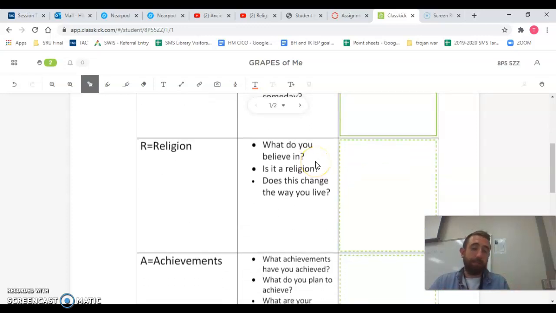Religion. So what do you believe in? Is it a specific religion? Is it more of a set of spiritual beliefs? Is it more of a moral code? Is there a building you go to practice your religion? Do you pray? Do you sing? What do you do for your religion? Does it change the way you live, impact your life at all?